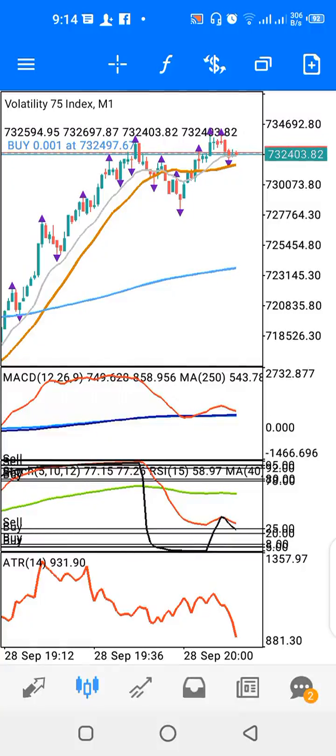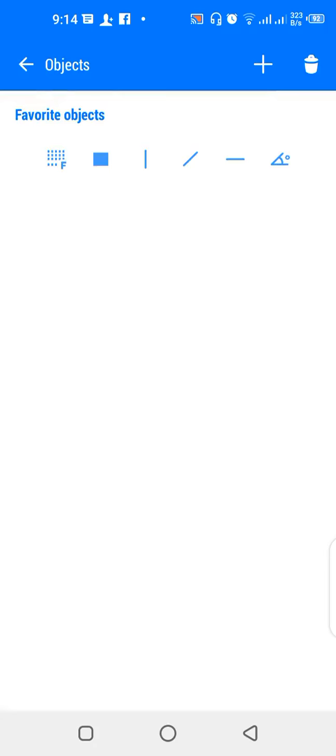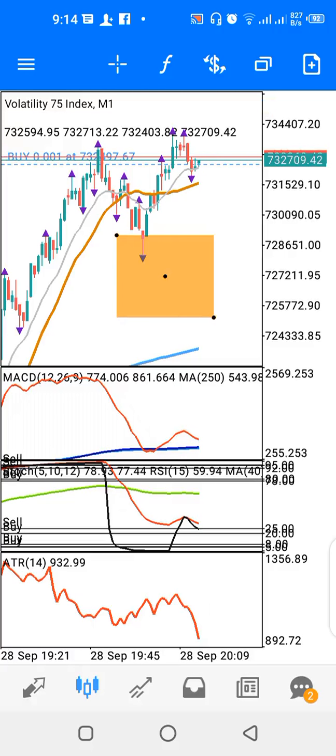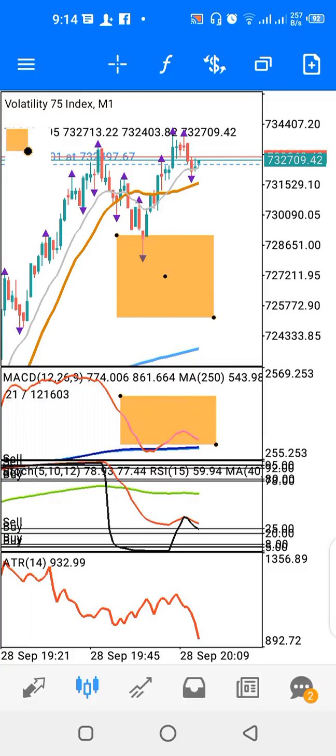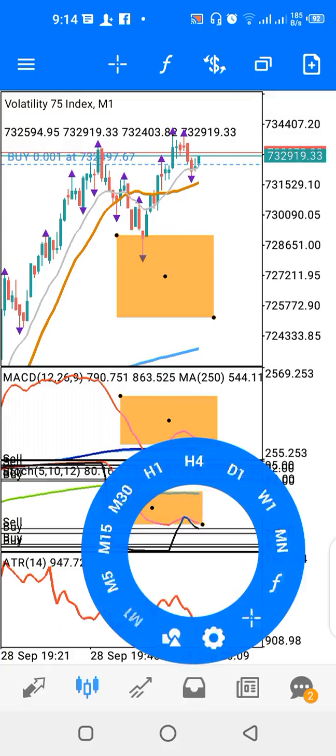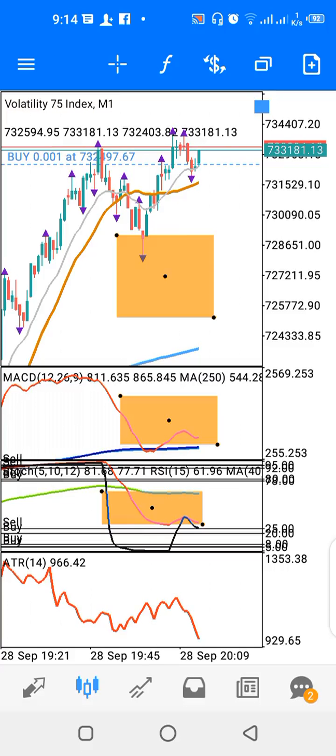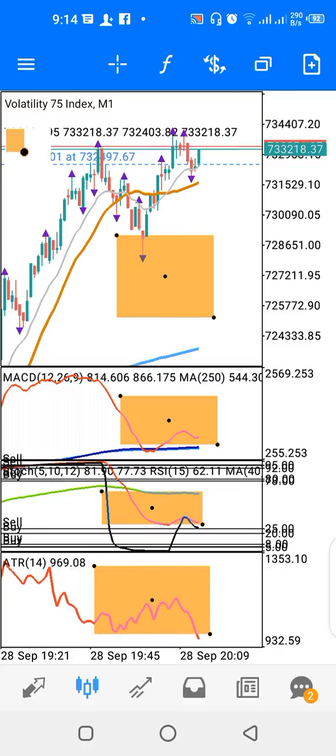I have V75 1 minute time frame on my screen, and the screen is divided into 4 windows. I have the main window. This is my main window. I have indicator window 1. This is indicator window 1. I have indicator window 2. This is indicator window 2. And I have indicator window 3. This is indicator window 3. Now, how does this strategy work?